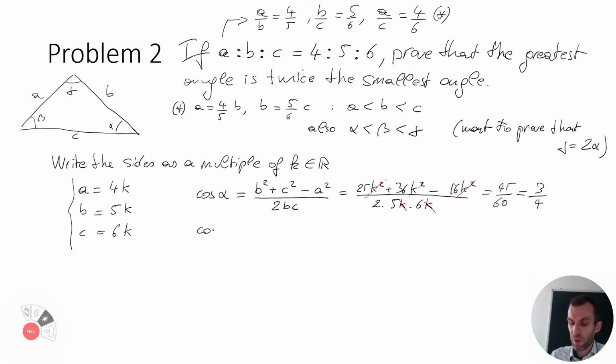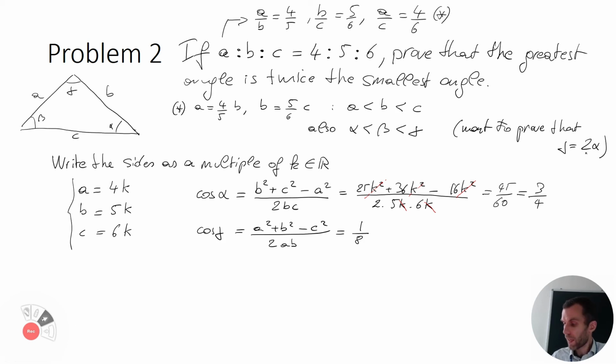So now let's say something about cosine gamma, because that's the other angle that we care about. For cosine gamma we have the same formula, one of the other cosine formulas: a squared plus b squared minus c squared divided by 2ab. So again, you substitute a, b, and c in there, and you simplify a little bit, and you should end up with 1 over 8. So that's good. Now let's see if we can get from those two values to gamma equals 2 alpha.